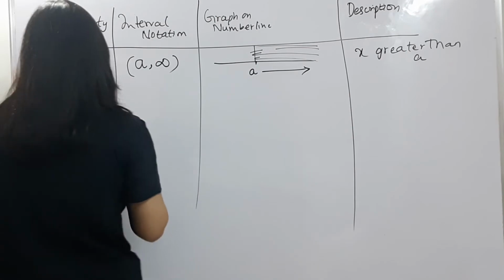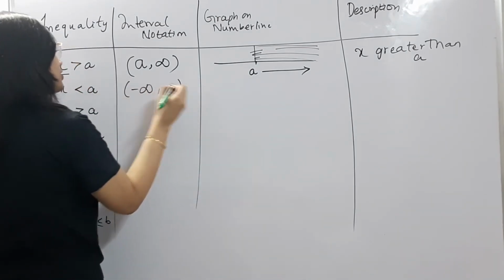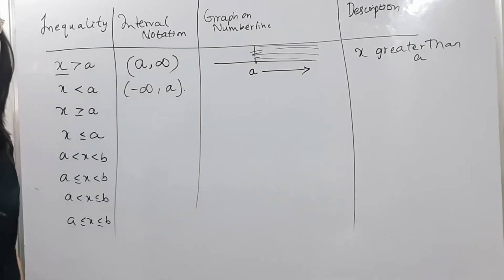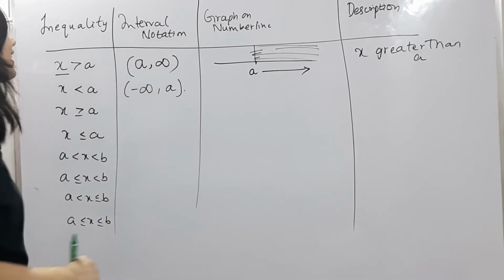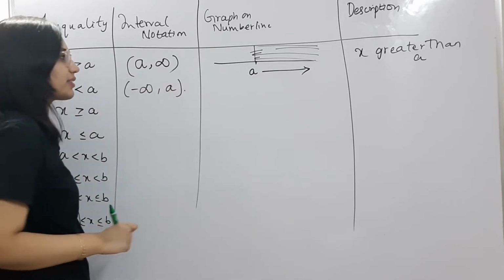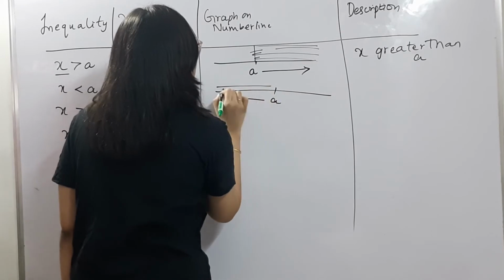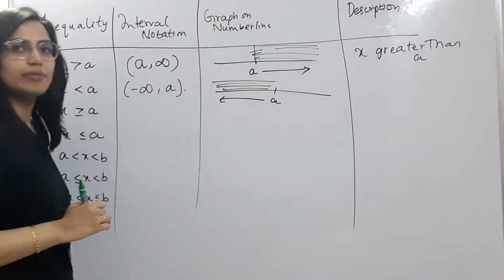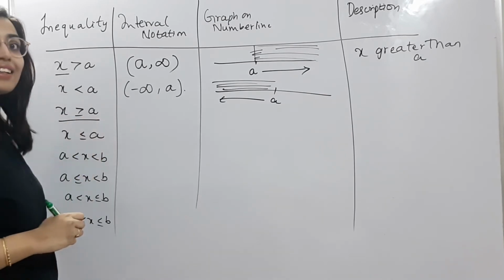Now, quickly, x is less than a, it means it starts from minus infinity to a. That means x can take any values that are less than a but does not include a. So that's why you use parenthesis, and you can say these are all the values of x. Okay, now what is x is greater than or equal to a?